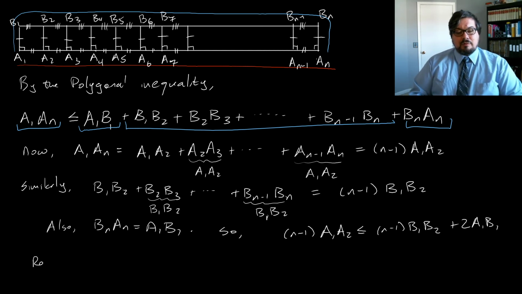Now, if we rearrange this, we have that B1B2 is greater than or equal to, what I'm going to do is subtract 2A1B1 from both sides, and divide both sides by n minus 1.